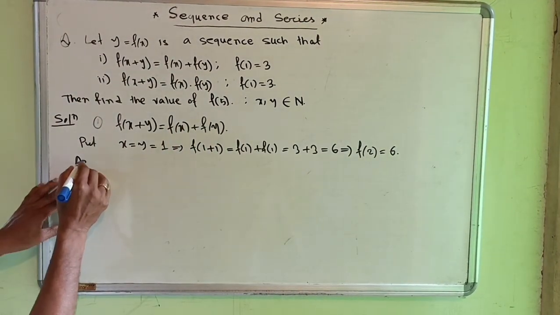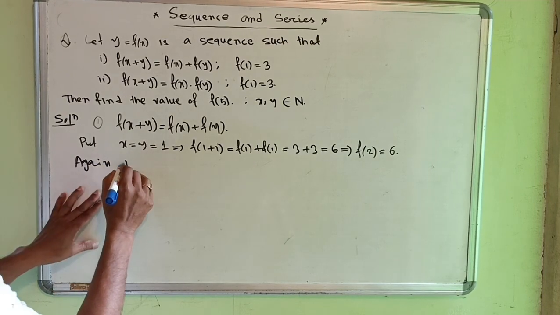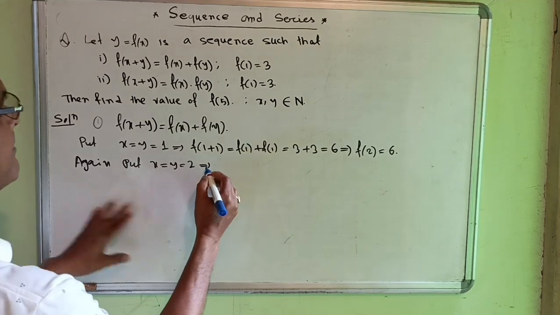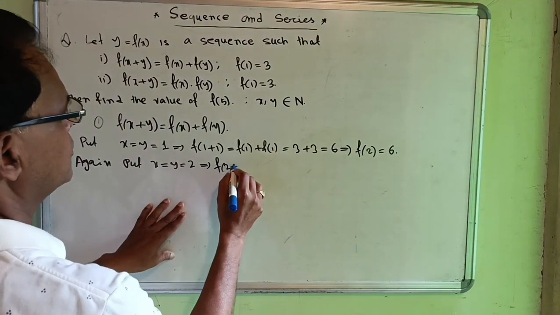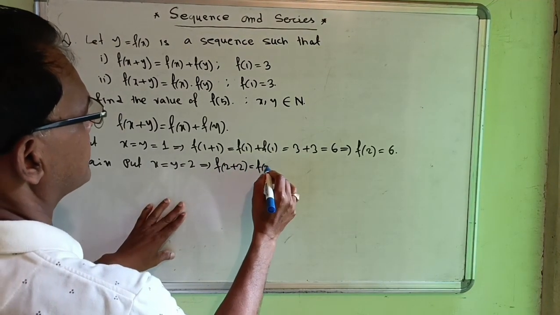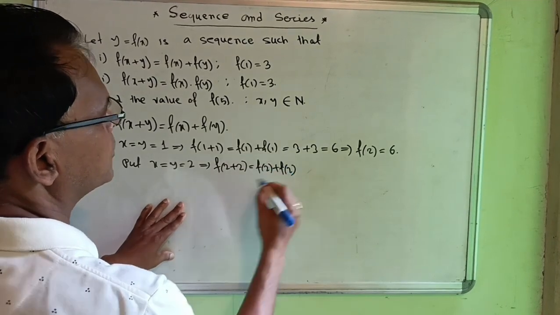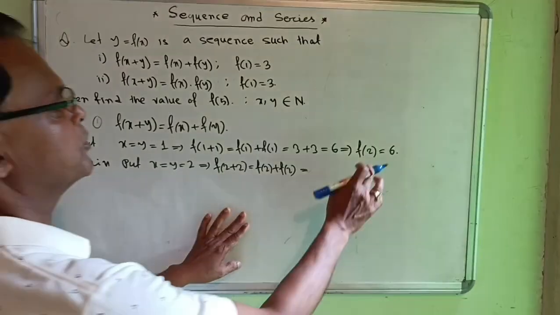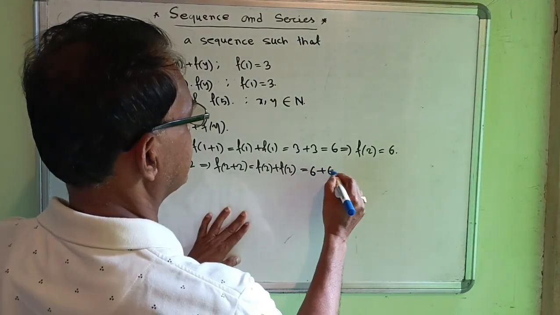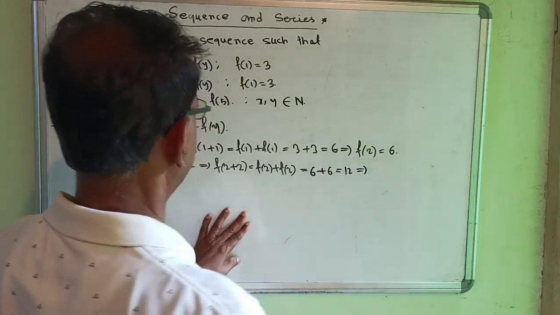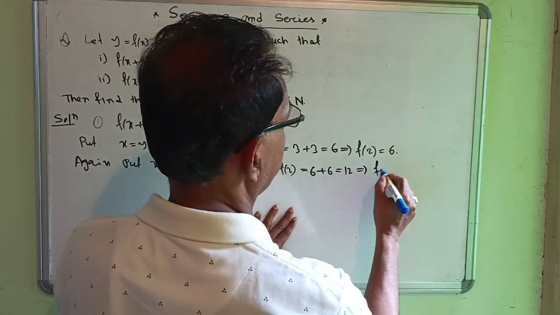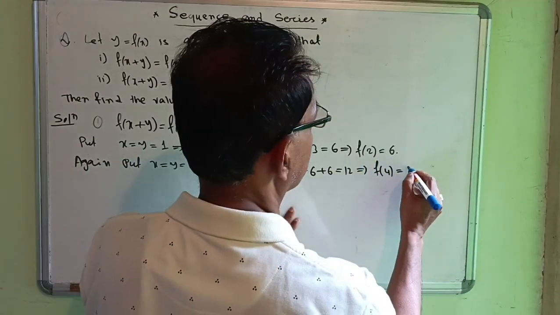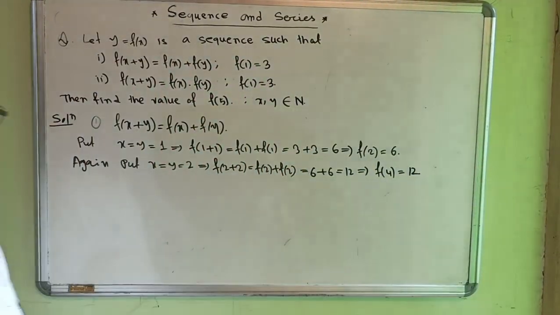Again, put x equal to y equal to 2. This implies f(2 plus 2) is equal to f(2) plus f(2). f(2) is equal to 6, so 6 plus 6 is 12. This implies we can say that f(4) is equal to 12. That's the technique.